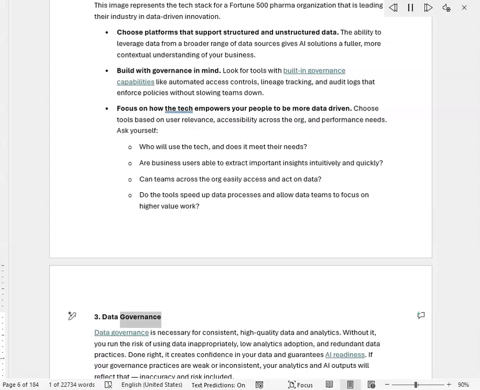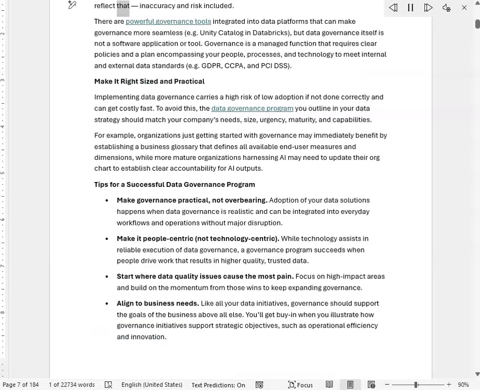3. Data governance. Data governance is necessary for consistent, high-quality data and analytics. Without it, you run the risk of using data inappropriately, low analytics adoption, and redundant data practices. Done right, it creates confidence in your data and guarantees AI readiness. If your governance practices are weak or inconsistent, your analytics and AI outputs will reflect that, inaccuracy and risk included.